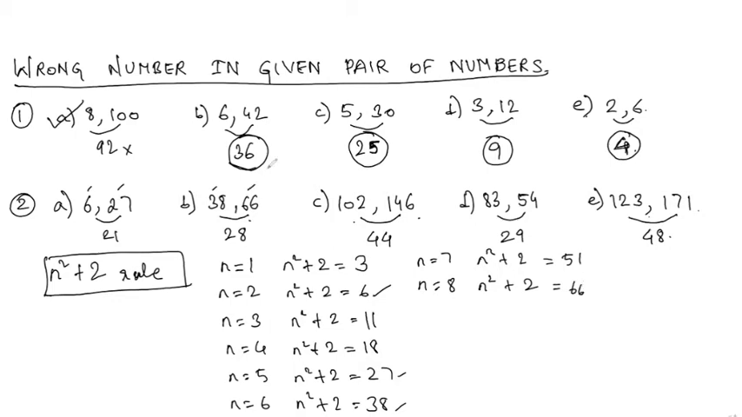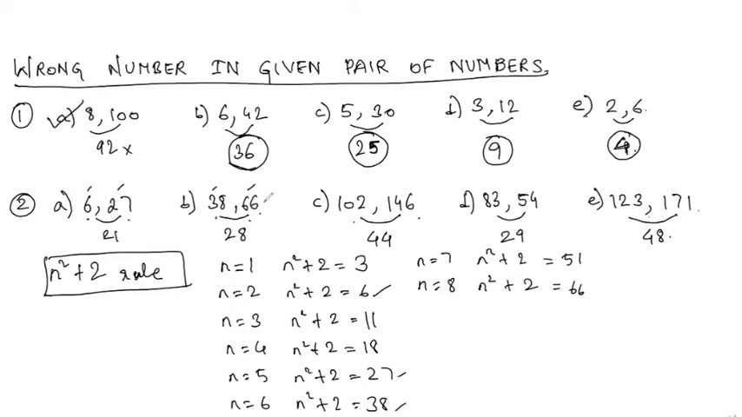So it is not option A or option B. Option A and option B are correct. Why? Because they are following a rule: n square plus 2. Both the numbers follow that rule, because 6 is 2 square plus 2, 27 is 5 square plus 2, 38 is 6 square plus 2, and 66 is 8 square plus 2. So all these numbers are following that rule.